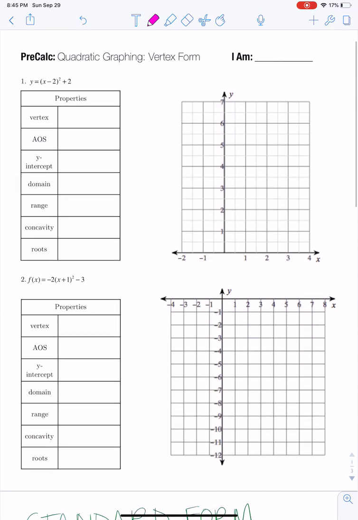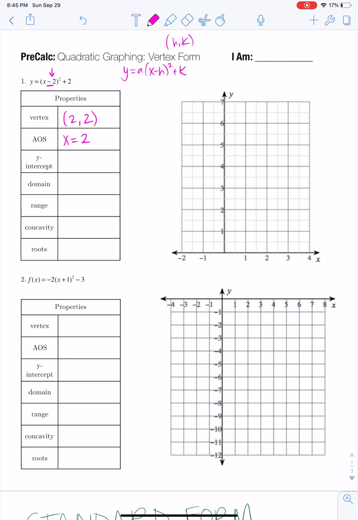We'll start here with graphing in vertex form. Looking at this y equals a(x minus h) squared plus k, my vertex here will be (2, 2). Notice before I said that my vertex is (h, k) and not (negative h, k), so it's the opposite of whatever is in here. Since this looks like a negative 2, my vertex is (2, 2), which makes my AOS, or axis of symmetry, x is equal to 2.